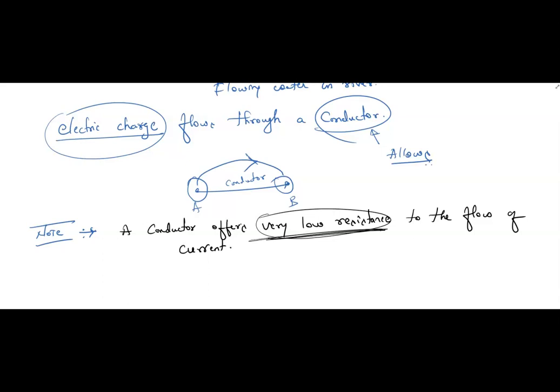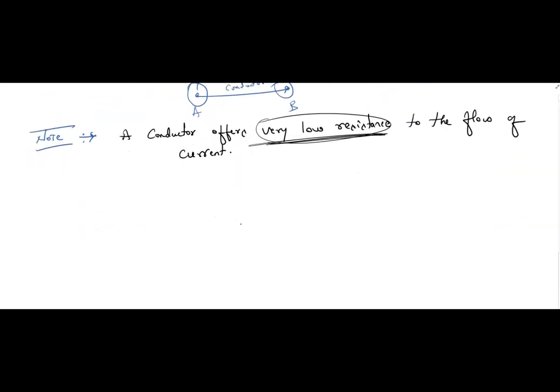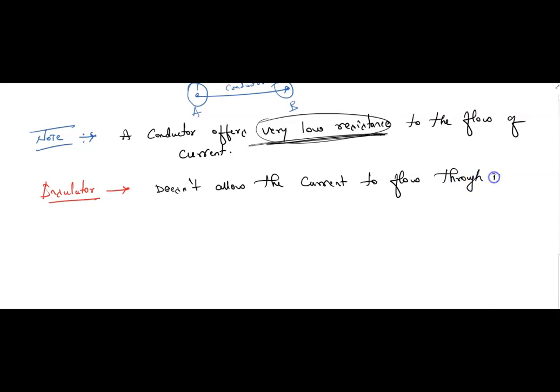Children, opposite to conductor, we have one more concept which is called an insulator. What is an insulator? It is a substance which does not allow the current to flow through it. That is called an insulator. And here also one important note.